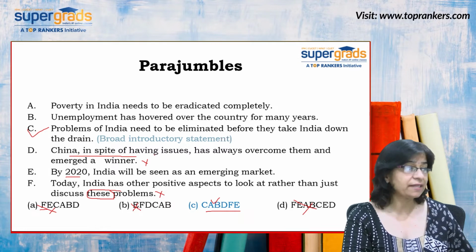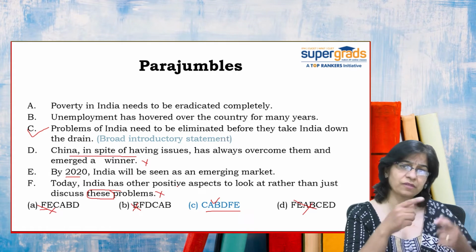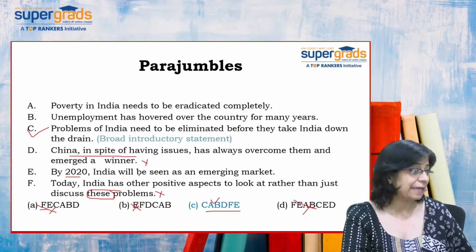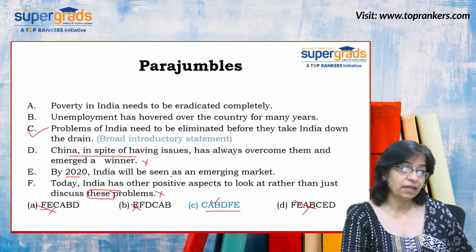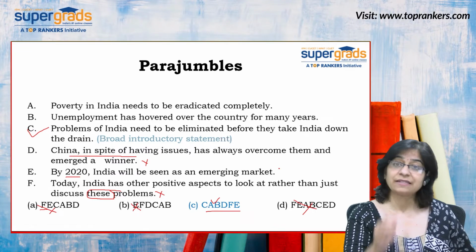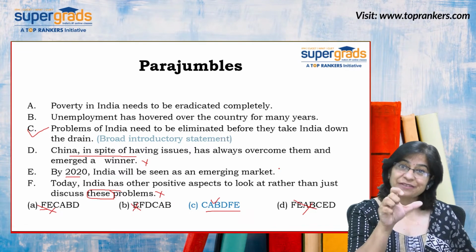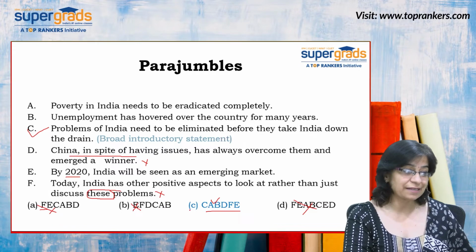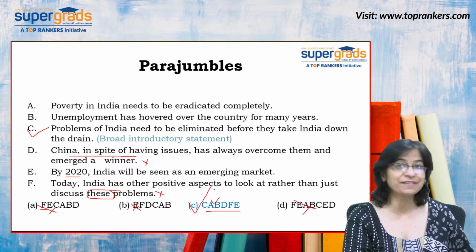D. China, in spite of having many issues, has always overcome them and emerged a winner. F. Today, India has other positive aspects to look at. Rather than just discuss these problems, they're coming towards a solution now. E. By 2020, India will be seen as an emerging market. See how conclusive this sentence looks, right? So, this is the right order of this paragraph.